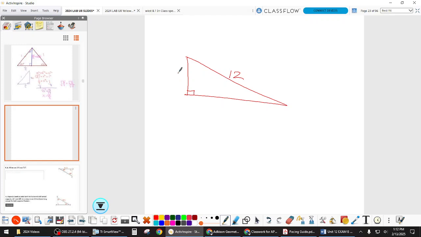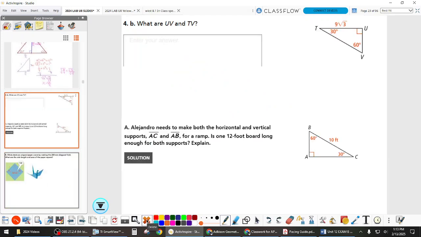Okay, how long is this side? 6. That's the short side. So it's just half, or divided by 2, okay? Now we have the short side, we need the medium. So let me know when you're ready for that one. Okay, what'd you get? 6 root 3. Okay? So from short, it's nice because it just multiplies either way.